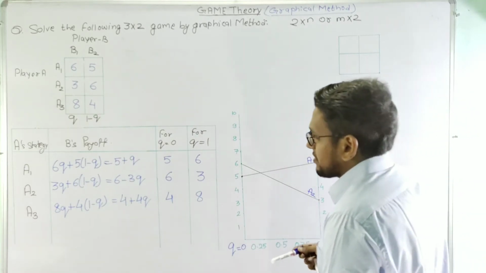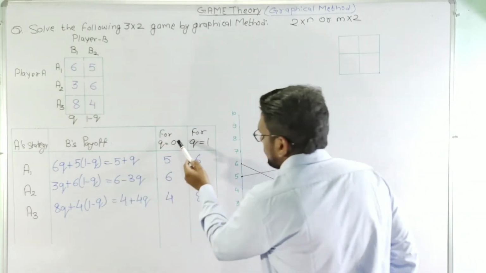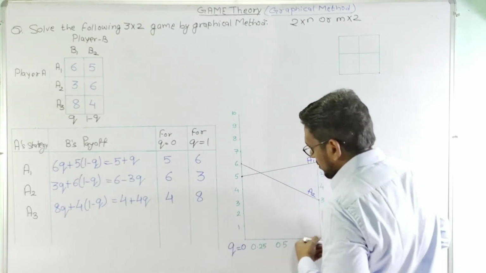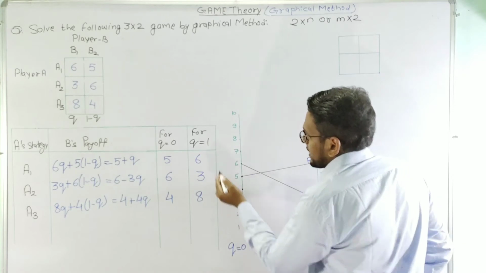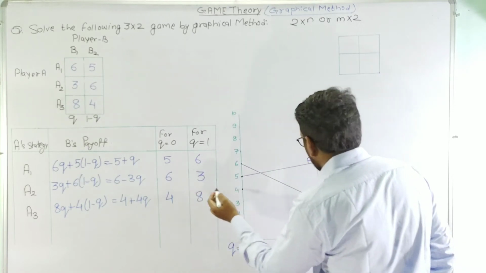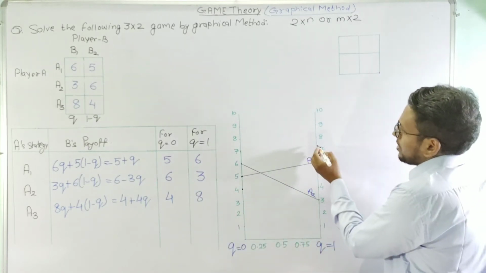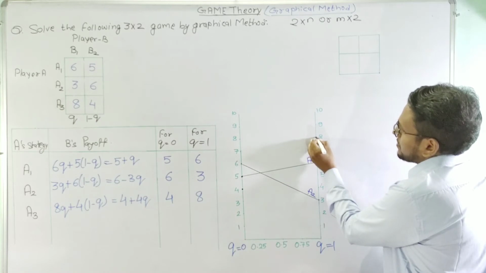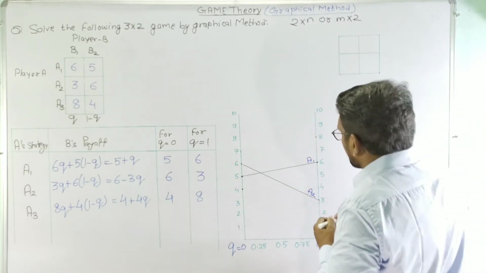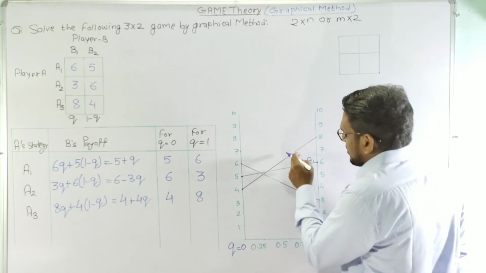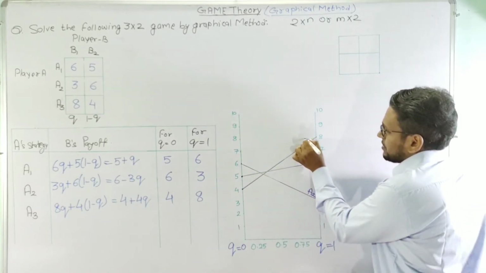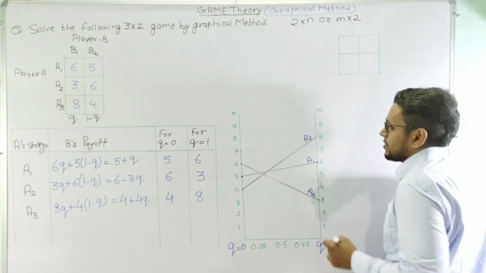Now moving on to the third strategy A3. At q equal to 0 the value is 4, and at q equal to 1 the value is 8. Now let us join these 2 points. Now after joining these 2 points, let us name this as strategy A3.